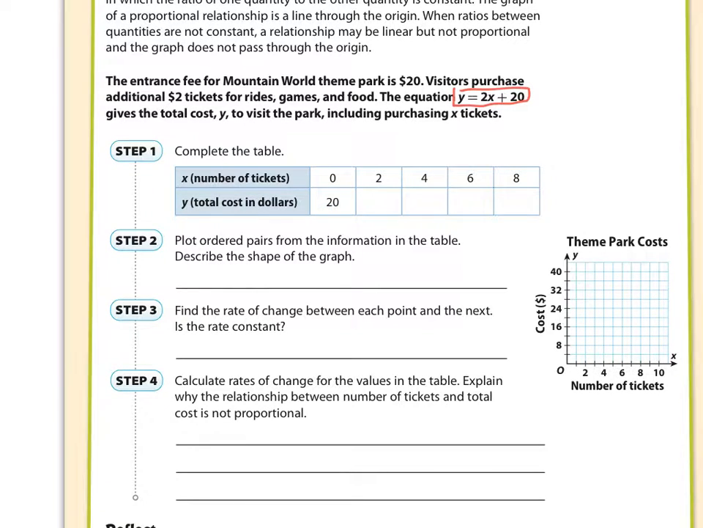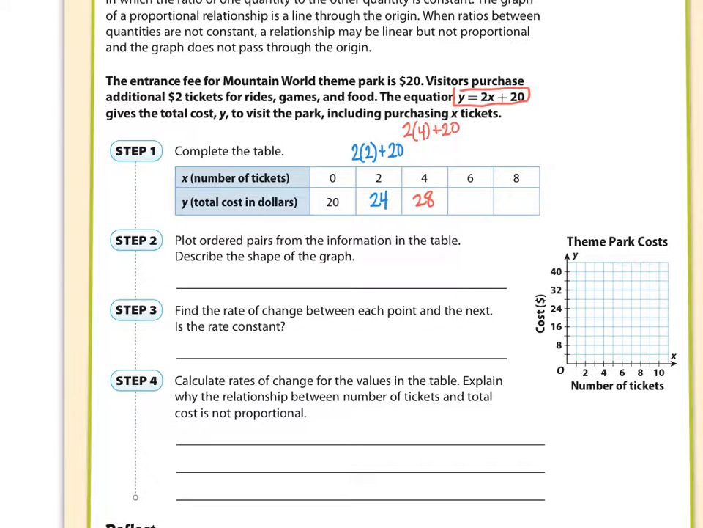So what about 2 tickets? 2 tickets means that we're taking $2 per ticket times 2 tickets, and then we're adding 20. So that means $4 for the 2 tickets plus 20 would be 24. Okay. And then 4 tickets would mean $2 per ticket times 4 tickets plus 20. So 2 times 4, that would be $8 for the tickets, plus 20 would be 28.